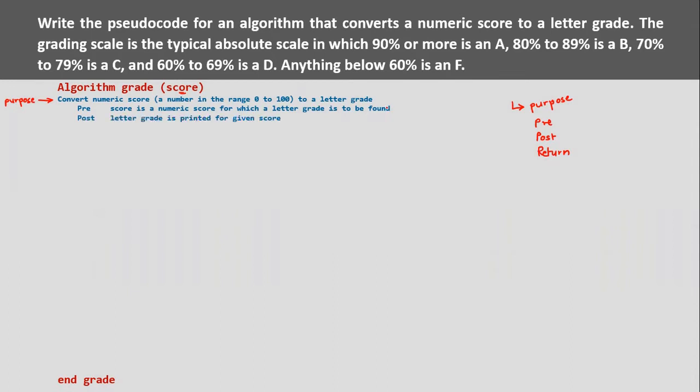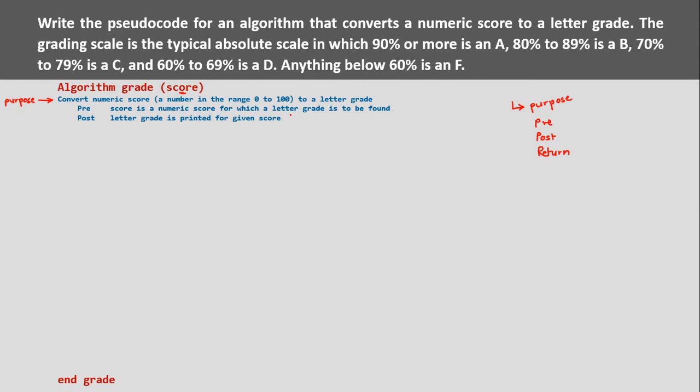Then the postcondition states the outcome or the status of the output. So in postcondition, we would like to print the letter grade associated with this score. So we are writing here: letter grade is printed for given score. We are not going to return anything from this algorithm, and that is why we do not require the return condition.